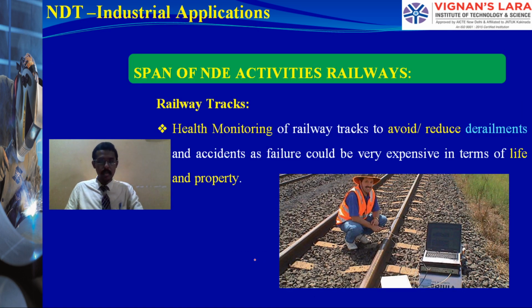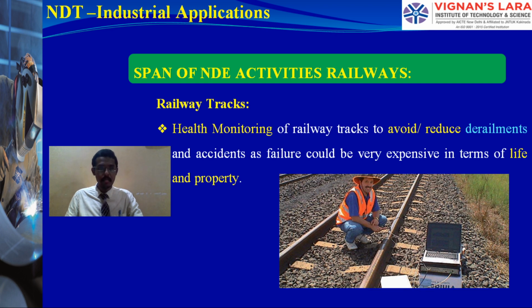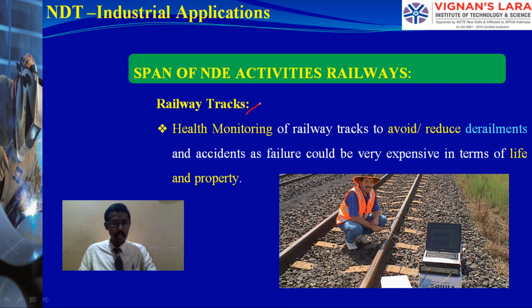Similarly, I am naming this health monitoring, because on the railway tracks continuous monitoring has to be there. Just now we have seen some broken tracks, cracks, and holes on the railway tracks. Such things have to be monitored. We name this health monitoring of railway tracks, to avoid and reduce derailments. The same word keeps coming again and again: derailments, accidents. Failures could be very expensive in terms of life threats and property. So we have to do inspections, and continuous monitoring has to be there.